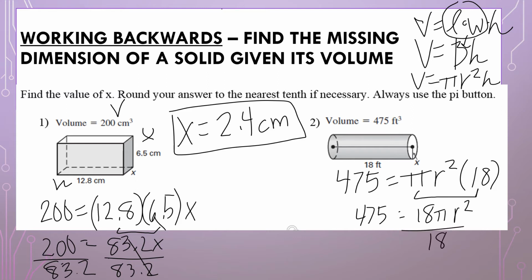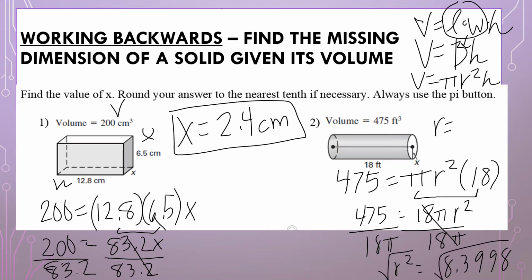You can divide both sides by 18 pi, and just put that in your calculator, and you would get r squared equals 8.3998, and it's a really long decimal, so you can do some rounding there. Then we need to get r by itself, so because we have r squared, we need to take the square root of both sides, and we get r equals about 2.9 feet for the final answer. Again, make sure that you have your units there.